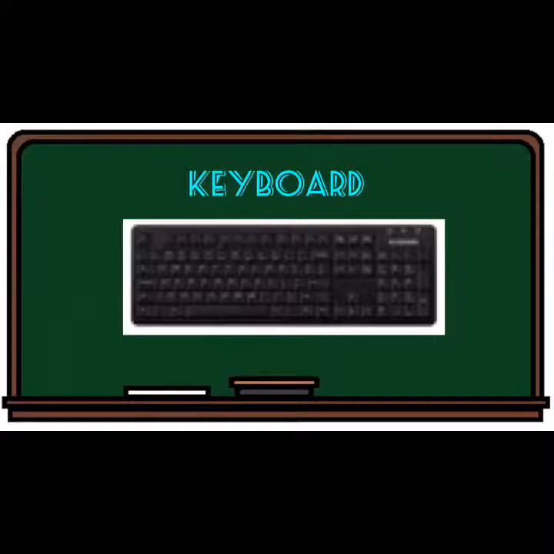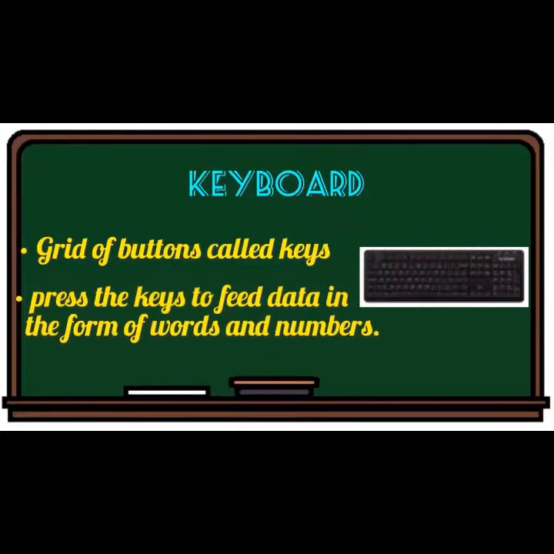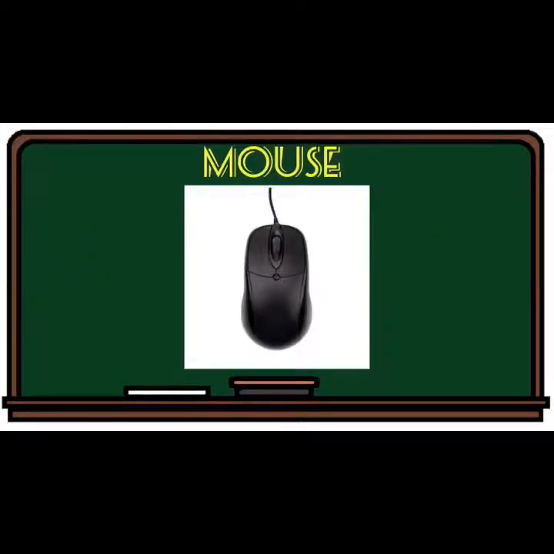So the first input device we are going to see is keyboard. Everyone knows, right? There are many buttons on the keyboard. What are they called? They are called keys. How do we give data to the computer using keyboard? We will press the keys and feed the data in the form of words or numbers. And at last we can see it on the monitor, right? So keyboard is an input device. We feed it by pressing on the keys.